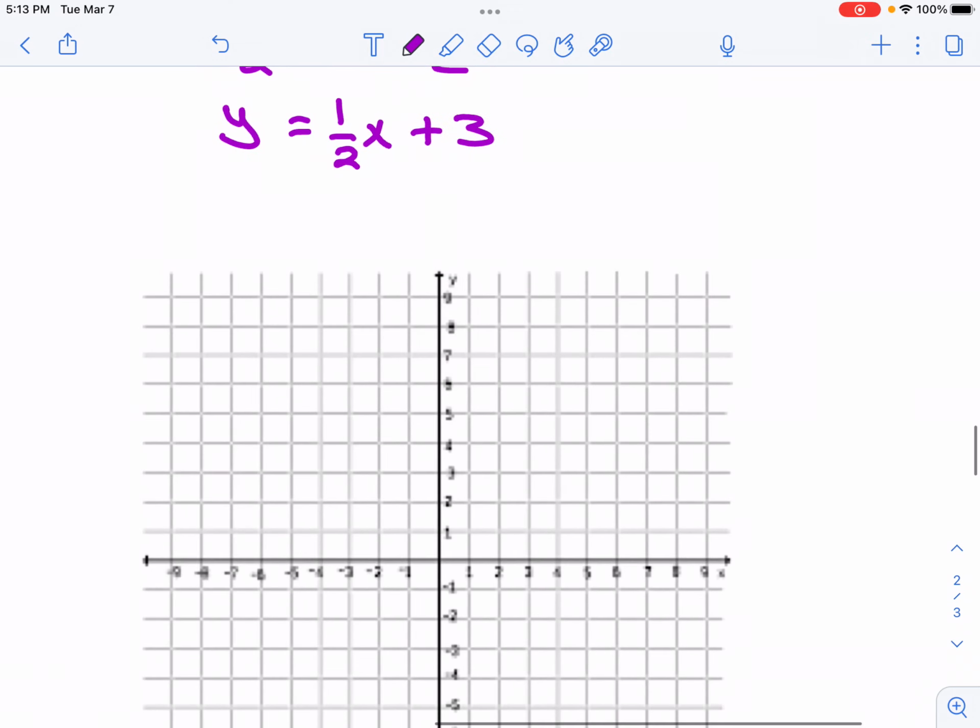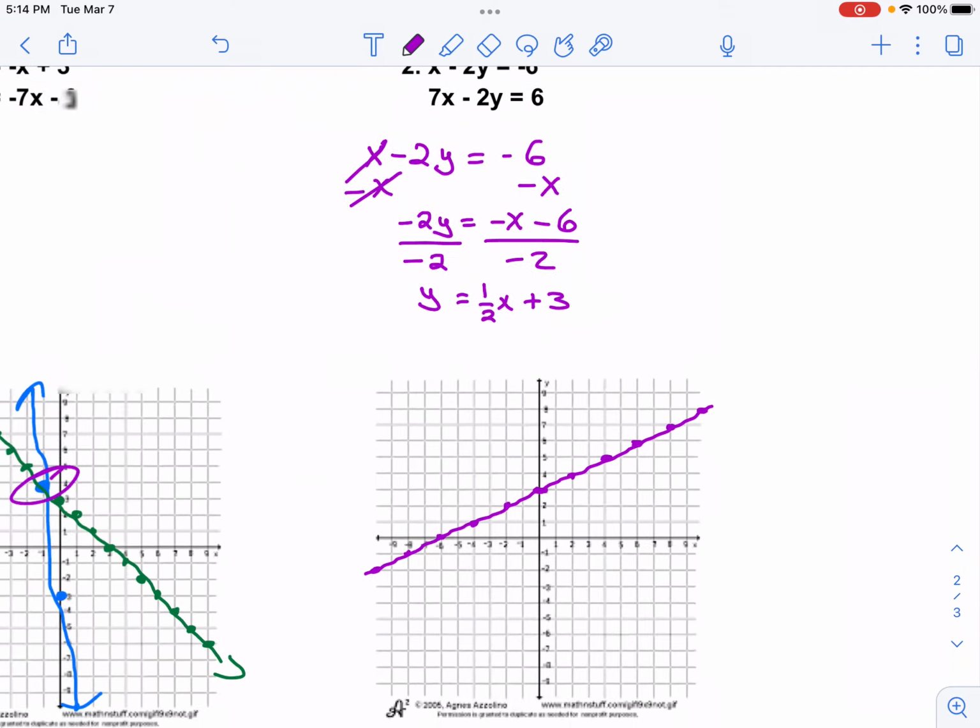Y equals 1/2 x plus 3. So we got the y-intercept at 3. And then up 1 over 2, because it's our slope. Up 1 over 2, up 1 over 2, up 1 over 2. We're going to do the same thing in the other direction. Down 1 over 2, down 1 over 2, down 1 over 2, and then we're going to connect them. Boom. We've graphed one line.